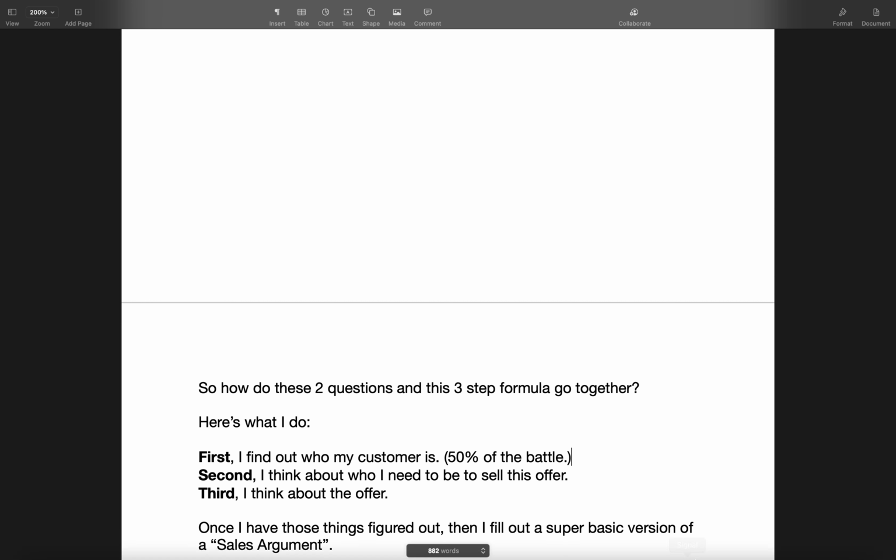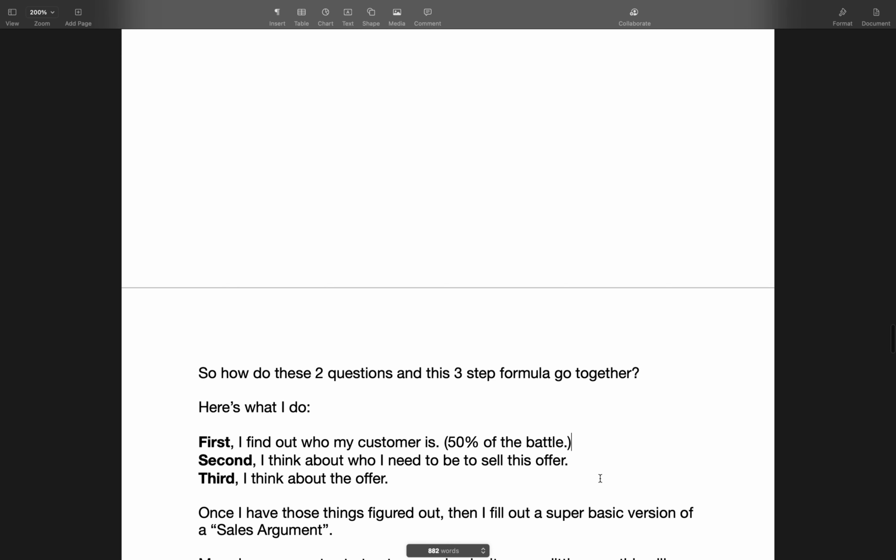And then after I figure out who I need to be, then I think about the offer itself. How can I make this offer better? Should I raise the price artificially and cut it down? Should I include some bonuses? Should I include a double your money back guarantee? What should I do to make the offer irresistible so that they have no choice but to order, right?